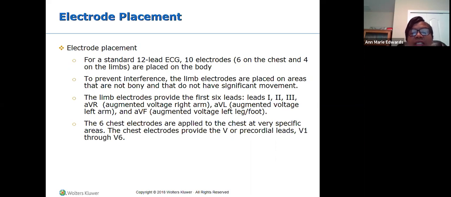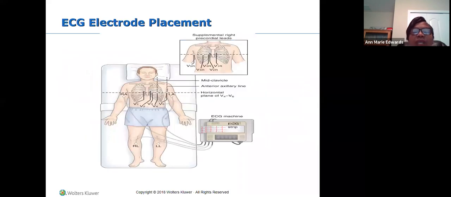The 6 chest electrodes are applied to the chest at very specific areas, and the chest electrodes provide your precordial leads. Here you see the chest electrodes. And as we said, they are placed at specific points, sometimes based on what the examiner wants to view. You have what they call supplemental precordial leads that they place in different places.